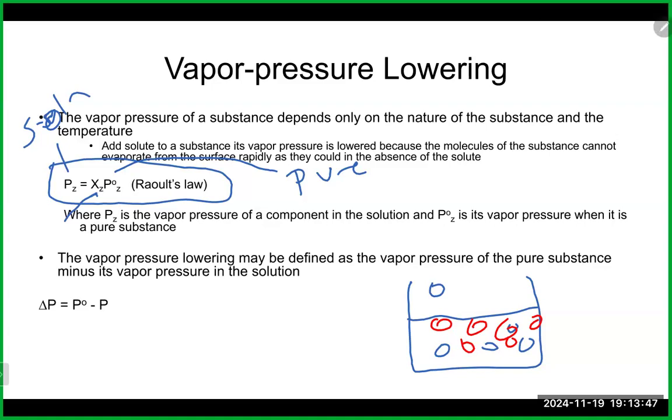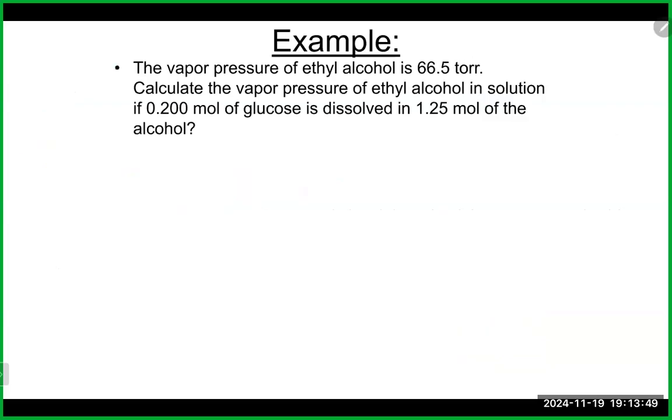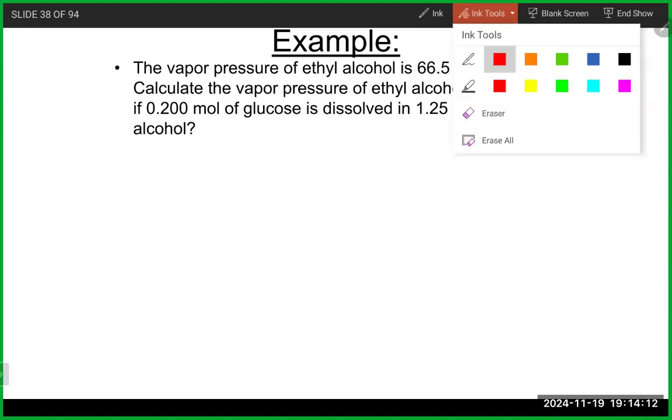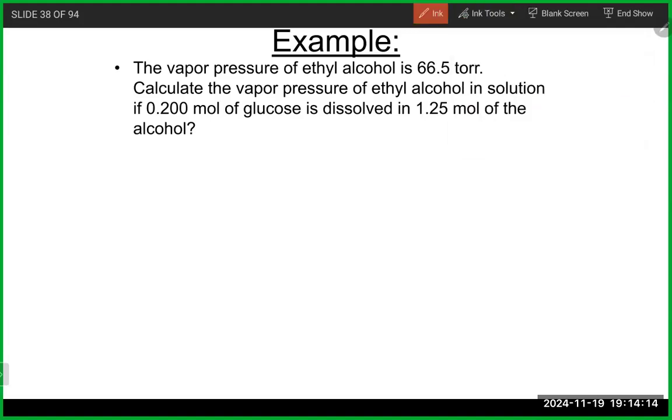So let's take a look at a calculation involving this. The vapor pressure of ethyl alcohol at 66 is 66.5 torr. We want to calculate the vapor pressure of ethyl alcohol in a solution if 0.2 moles of glucose is dissolved in 1.25 moles of the alcohol. So we have a couple of things given to us. We have our vapor pressure of ethyl alcohol, so our normal vapor pressure is 66.5 torr.